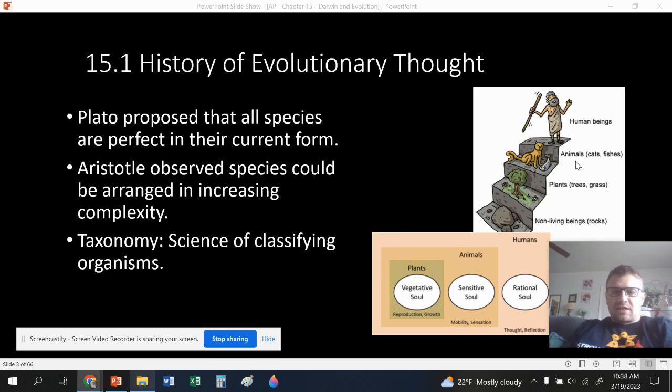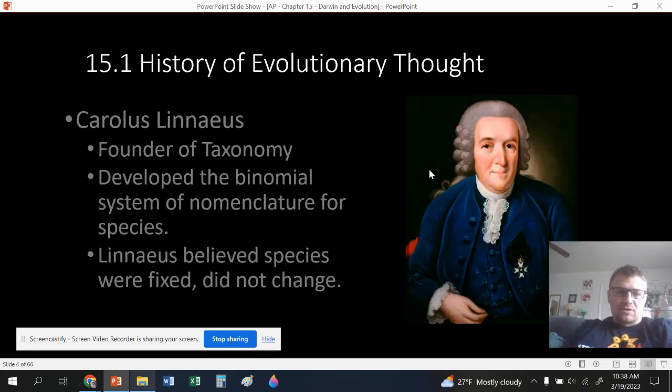That's an old way of thinking of species, with humans being the top pinnacle of all species, and it's just not true. We're just one of the species that lives on Earth. Taxonomy is the science of classifying organisms. We're going to get more into taxonomy in the later chapters here in Unit 7. But basically, we're seeing the beginnings of organizing species with Plato and Aristotle from thousands of years ago.